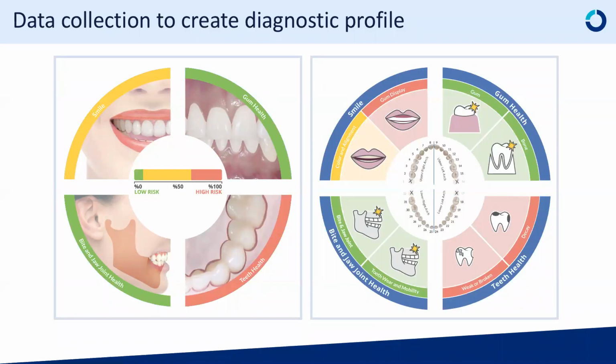The bite and jaw joint is coming from your functional exams, the TMJ exam, and the wear. So it breaks down into bite and jaw joint and the tooth wear and mobility due to the functional reasons. And then last but not least would be the smile, which is based on the dentofacial exam, and which is divided into the color and alignment versus the gum display.